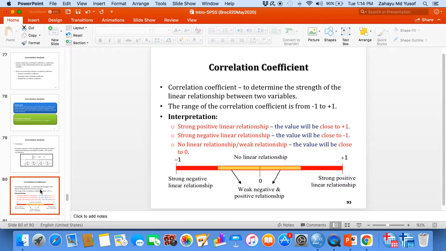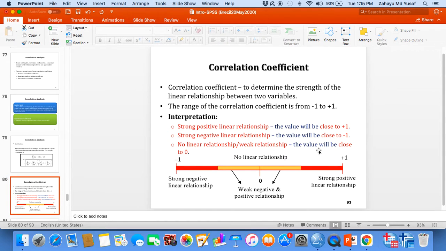So when you have the value, there is an interpretation of the value. This line will guide you on how to interpret your value. So strong positive linear relationship when you have the value that is close to +1. So we have -1 to +1 here. When you have the coefficient value near to +1, it means that the variables have strong positive linear relationship. If you have the value which is close to -1, it means that it has strong negative linear relationship.